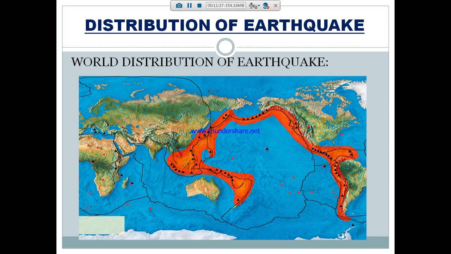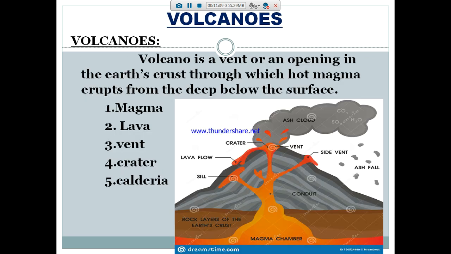After that we are going to see the volcano. So what is meant by volcanoes? We have all seen in the news about volcanoes. What is meant by volcano?